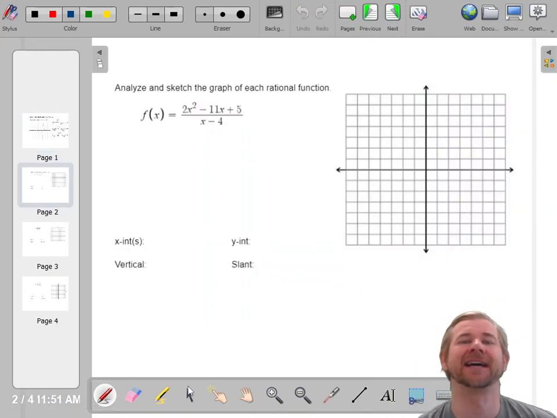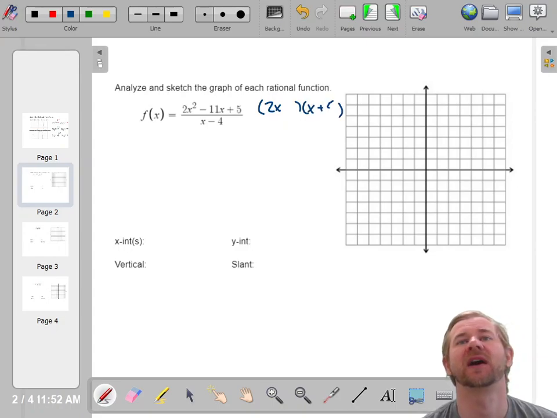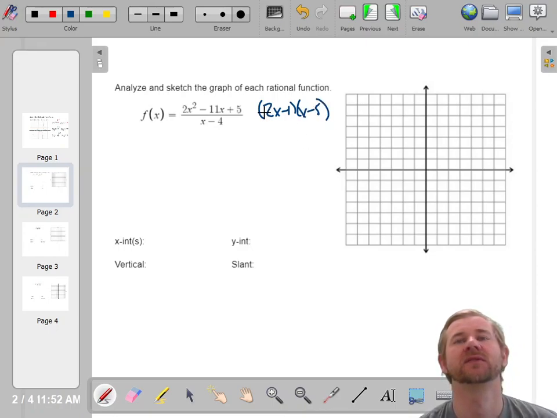Next up, we got to analyze some functions. So first thing, the x-intercept is when the numerator is 0. If you factor the top, it's going to be 2x minus 1 and x minus 5, so that way you get negative 11x. And then in the bottom, you got x minus 4.